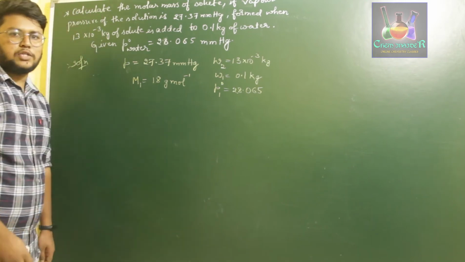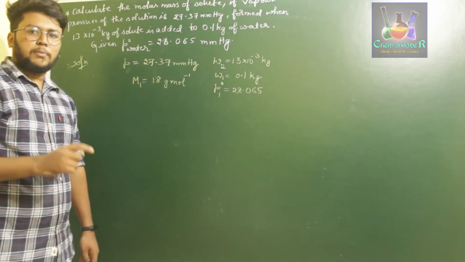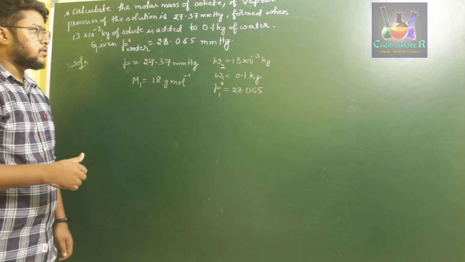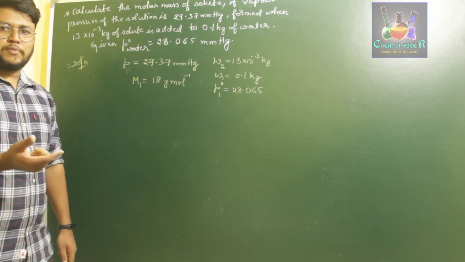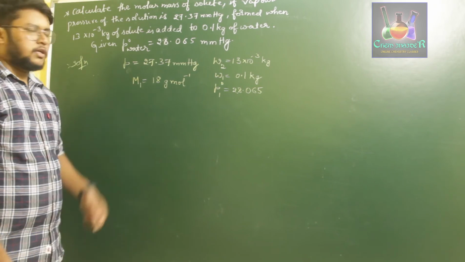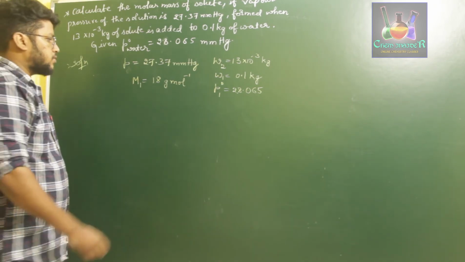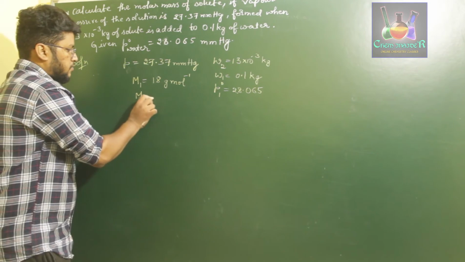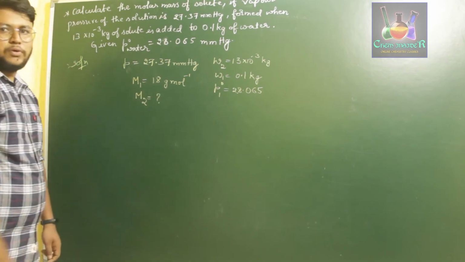That is, H2O has 2 hydrogens and 1 oxygen. Atomic mass of oxygen is 16. Atomic mass of each hydrogen is 1, so 2 hydrogens will be 2. 2 plus 16 will be 18 grams per mole. Now what they have asked us to calculate is the molar mass of the solute, that is M2. So M2 is the question mark.